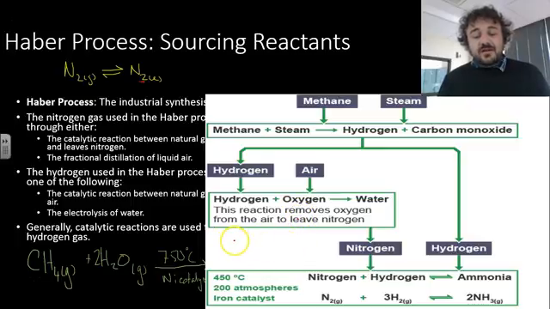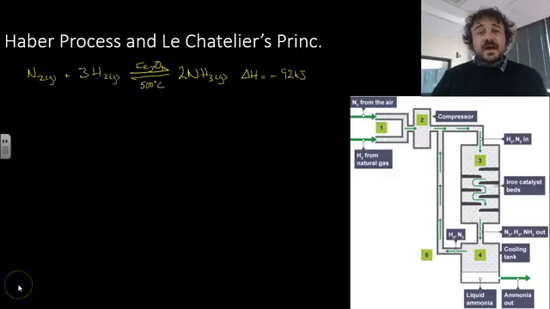Because remember, air is 78% nitrogen, and there's a lot of air, a lot of oxygen there as well, and this is how we take it out. So let's have a look at the Haber process and how Le Chatelier's principle affects each step of the Haber process. There are reasons behind each decision, so each step in the Haber process will maximize production.